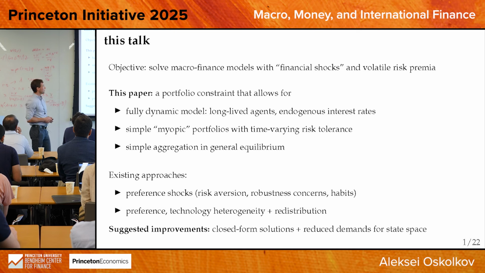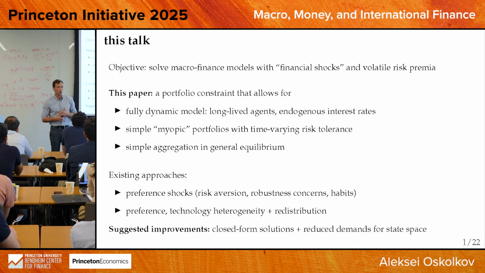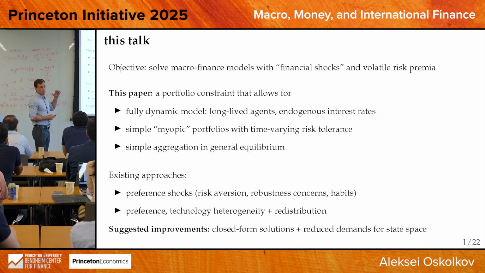rich financial shocks. So what I'm going to do specifically is I'm going to tell you about how to model a macroeconomy with a portfolio constraint that gives you three nice things together. The first thing is it allows for a fully dynamic model where agents are long-lived, so they can take non-trivial consumption savings decisions. And this is important because you want to endogenize the interest rates in your economy.